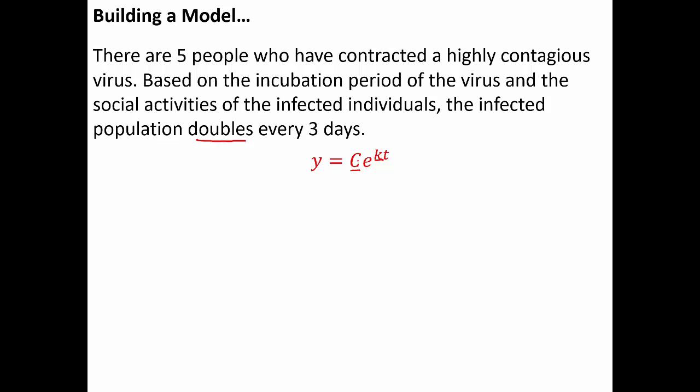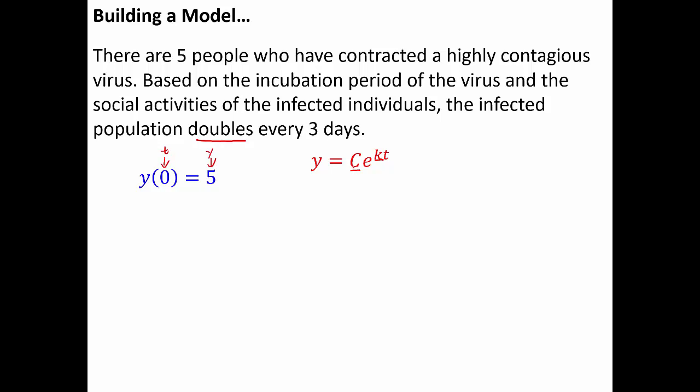Just like if I have an equation of a line, y equals mx plus b, m and b are constants, y and x are the variables. So we're going to look at the given situation to pull out some data. Let's start with, there are 5 people who have contracted the virus. So at time 0, y equals 5. 0 would be the t value, and 5 would be the y value.